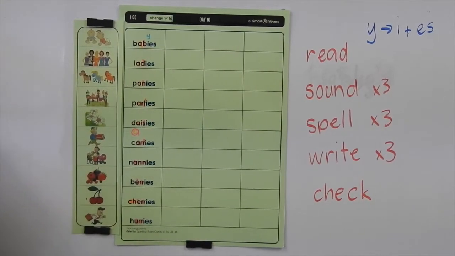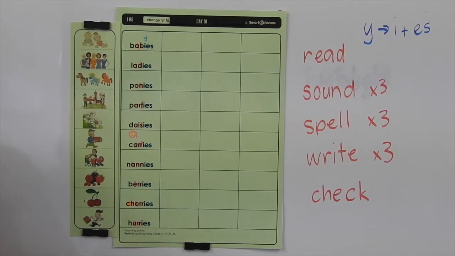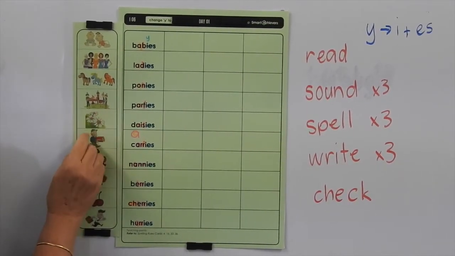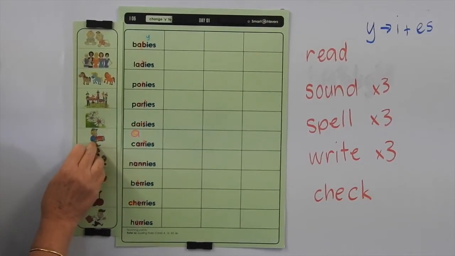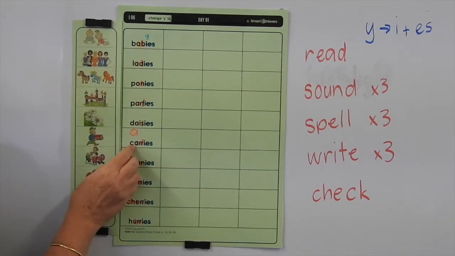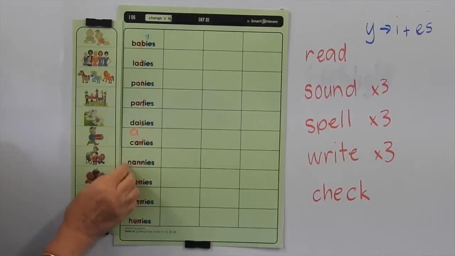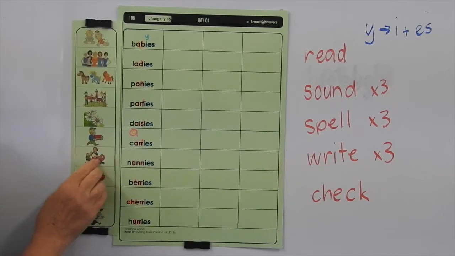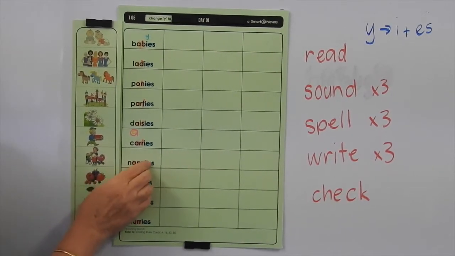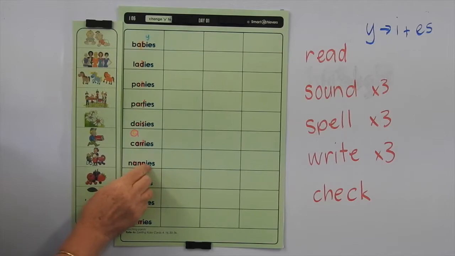Parties is when there's more than one party. And all the people are having lots of fun. Sometimes in life you might have to go to more than one party. Daisies are lots of flowers. Carries, now this is a verb, so if he's doing this, he's carrying some books, you might say he carries his books to school. So that's a verb. A nanny could be someone who your parents may pay to look after you, or it could be a grandparent. So if there's lots of them, we change it to nannies, so it becomes a plural.